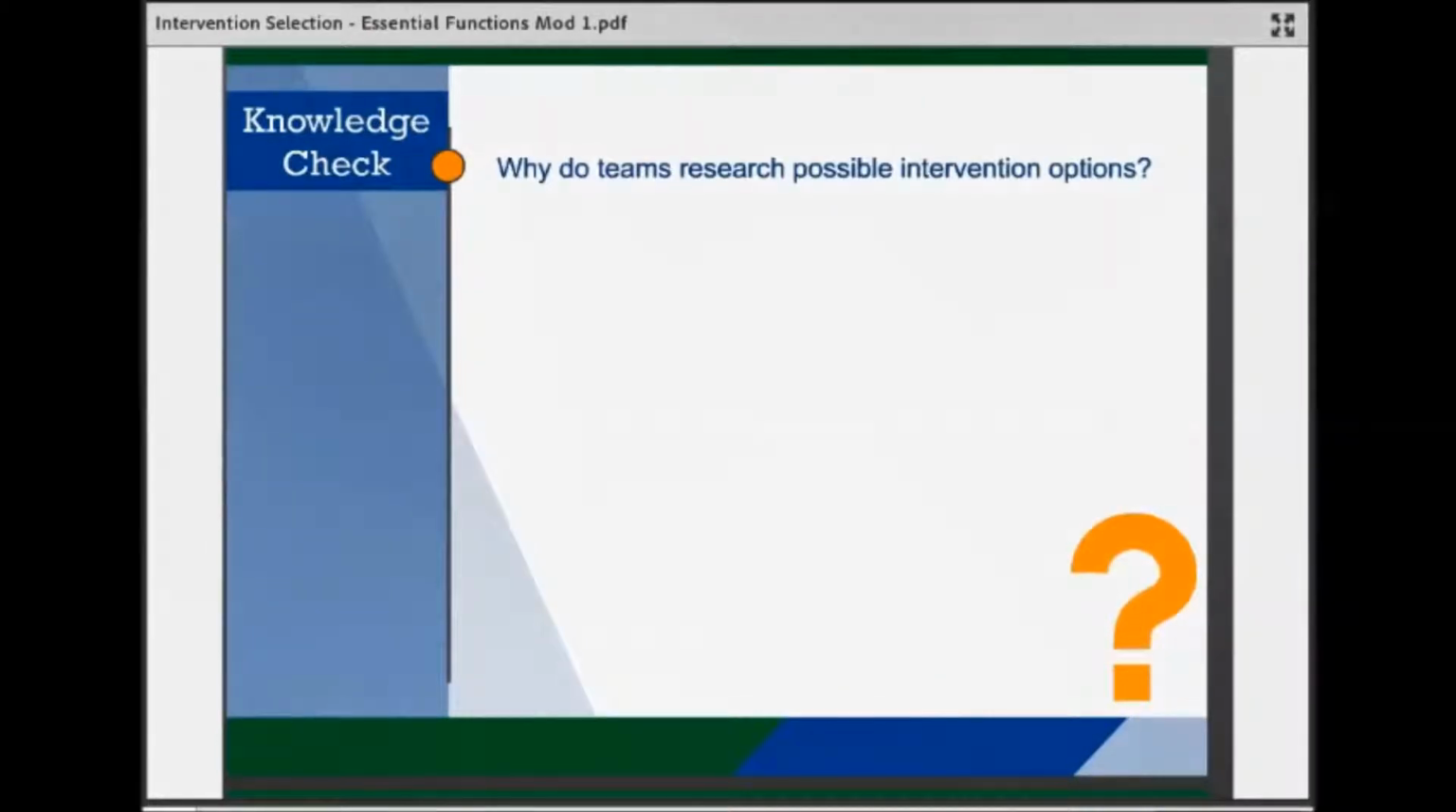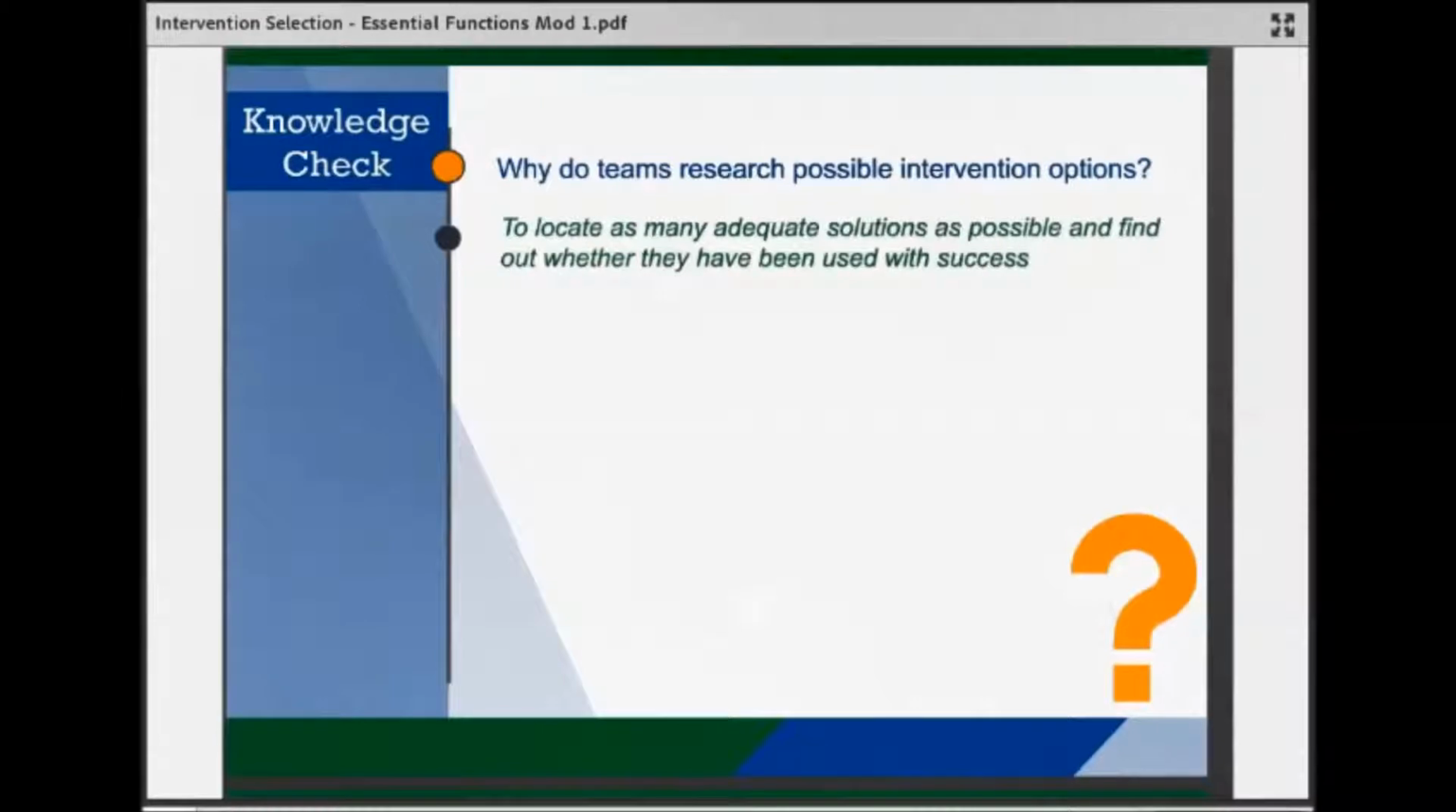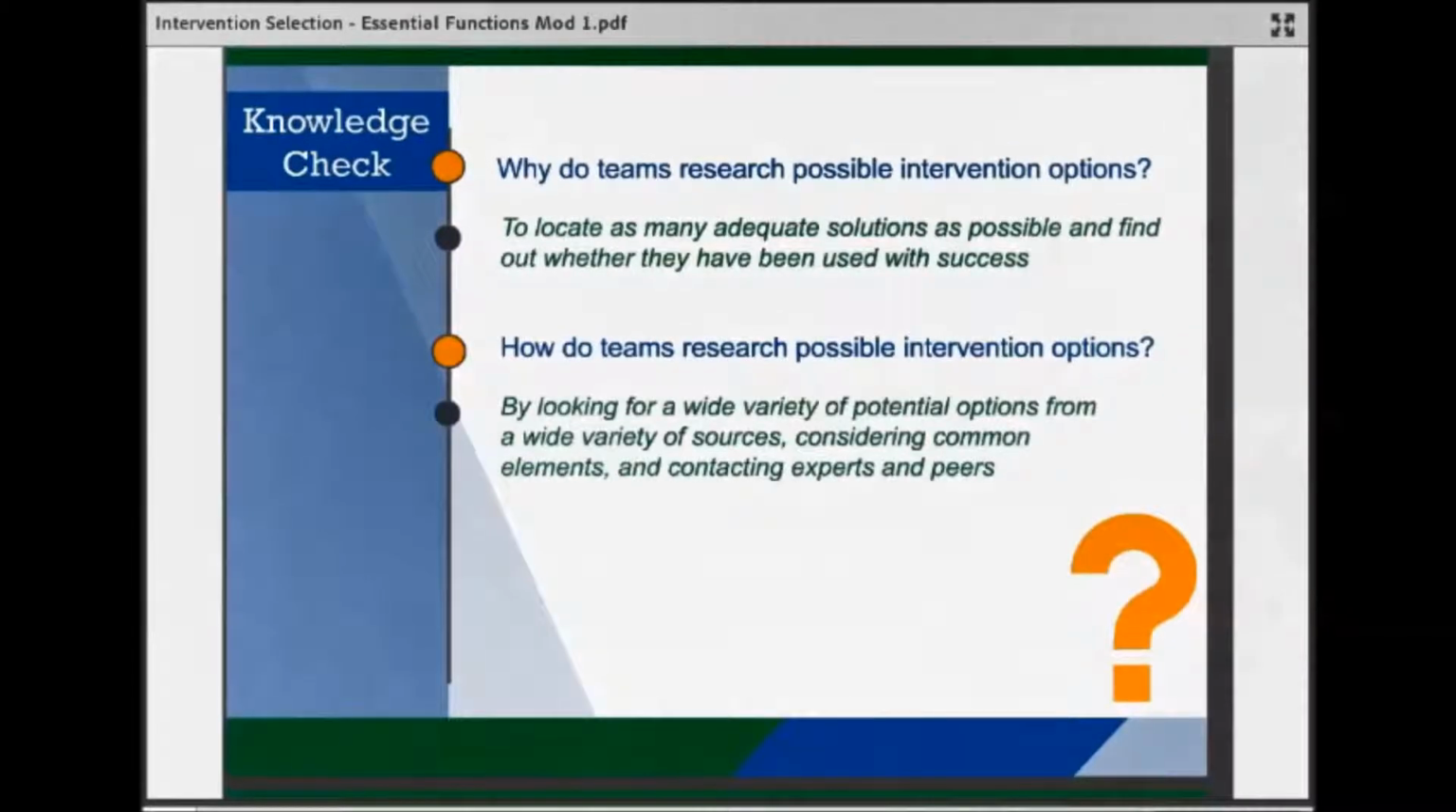Why do teams research possible intervention options? To locate as many adequate solutions as possible and find out whether they've been used with success. How do teams research possible intervention options? By looking for a wide variety of potential options from a wide variety of sources, considering common elements, and contacting experts and peers.